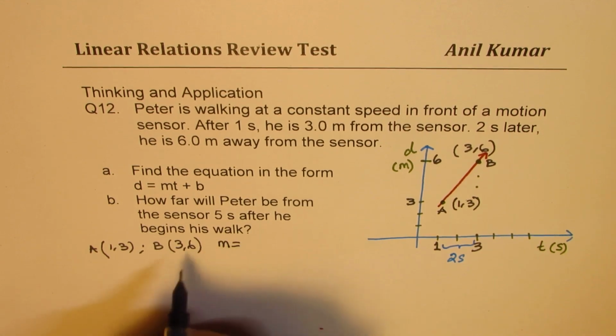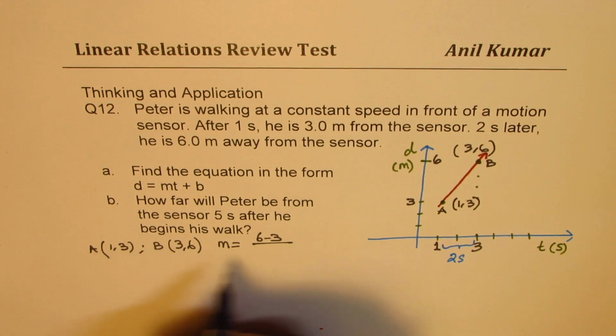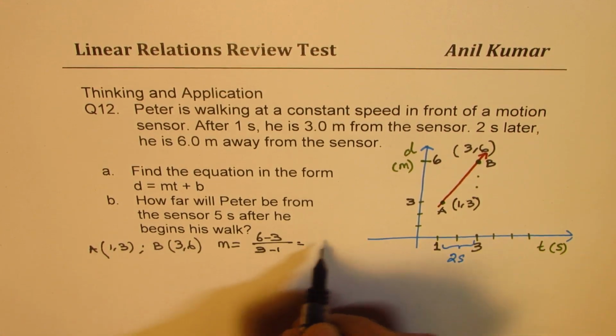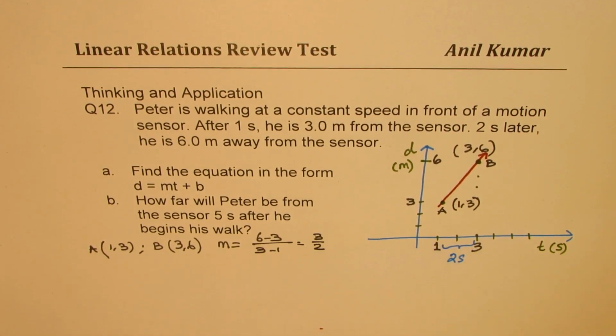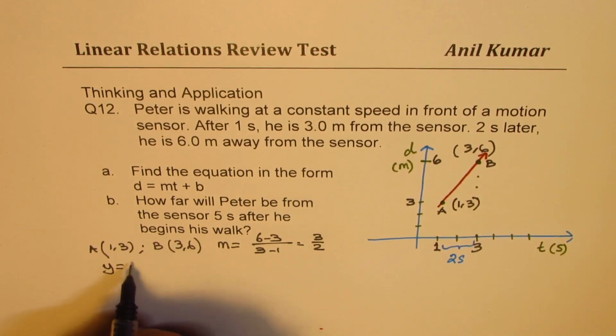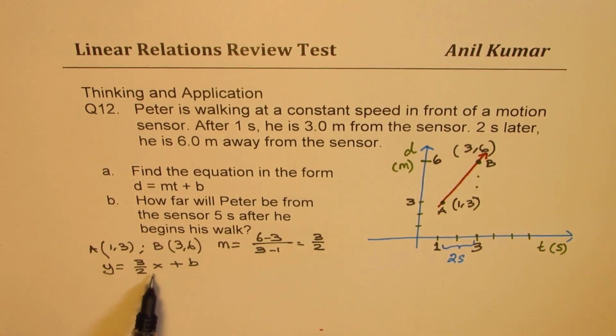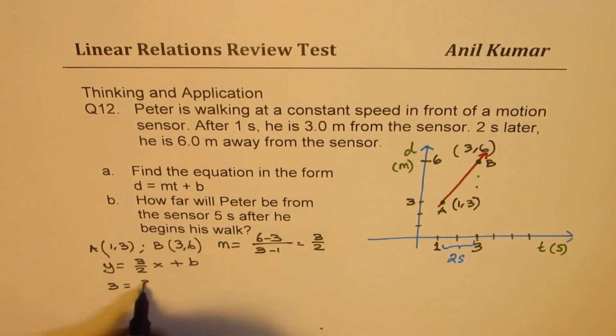So the slope m is 6 minus 3 divided by 3 minus 1. 6 minus 3 is 3 over 2. So that is the slope for the given scenario. Is that okay? Now let's find the y-intercept. So we have y equals 3 over 2 x plus b. To find b, we'll use one of these points. So let's use 1, 3, for example.